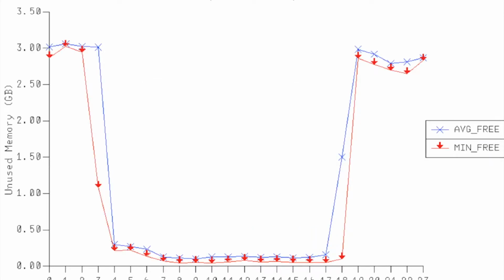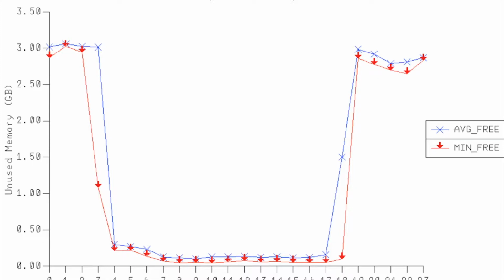So this is a customer who has an LPAR with 14 gigabytes of memory online. And in this slide, as you can see, the amount of memory that gets to remain free during the day goes way, way down. I've plotted both the average memory free and the minimum memory free. And you can see that for once, and this is a little unusual, the two track pretty well together.